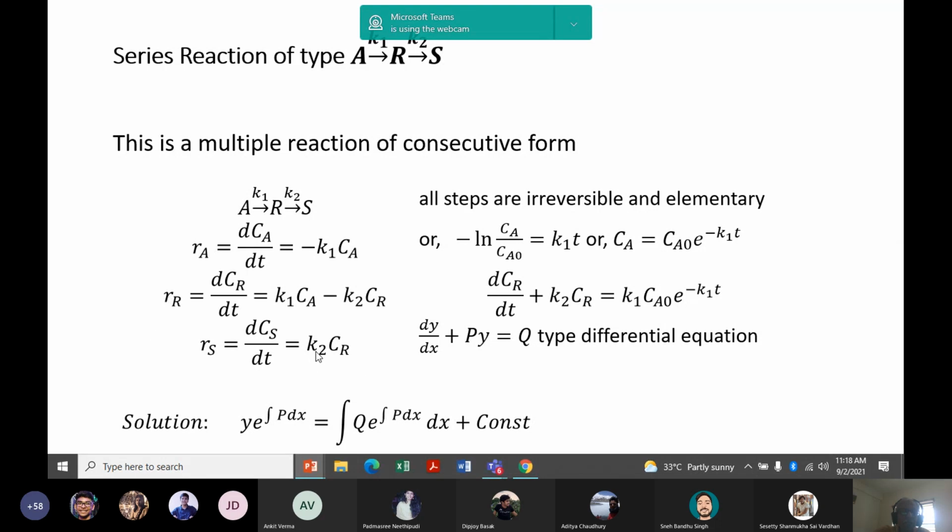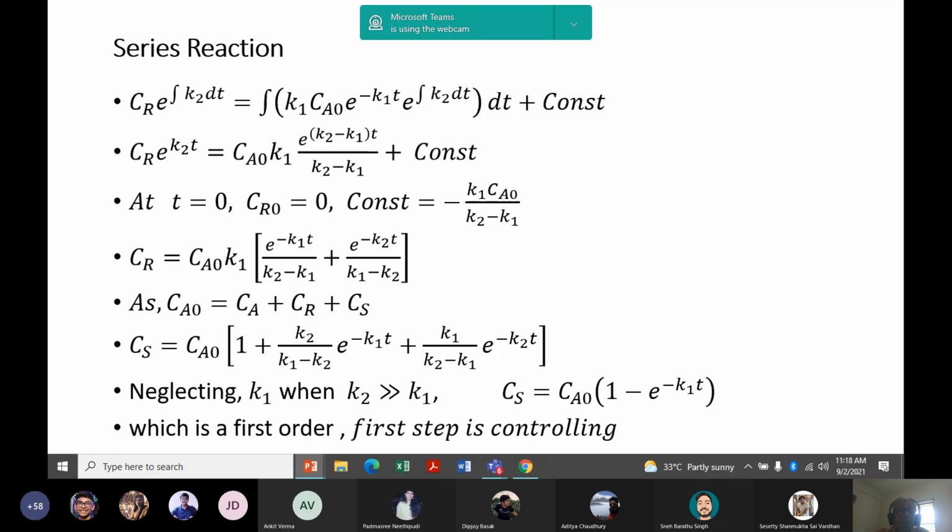And Rs is similarly K2Cr. We have to optimize the formation of R and S if possible, but S is difficult to optimize. R can be optimized, and when R is optimized you will get the optimum Cs also. See the next slide. Just substitute it in this type of solution. Y times integration factor, and one integration constant is there. This constant you can evaluate with the initial condition t is equal to 0, Cr0 is 0.